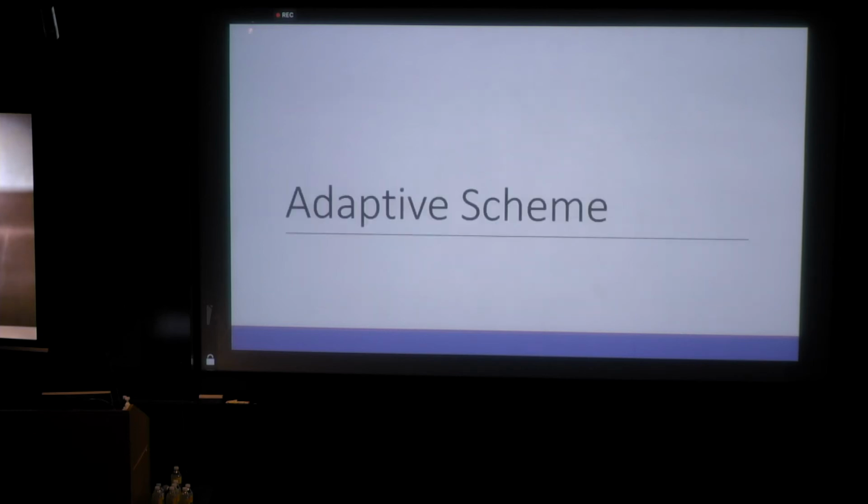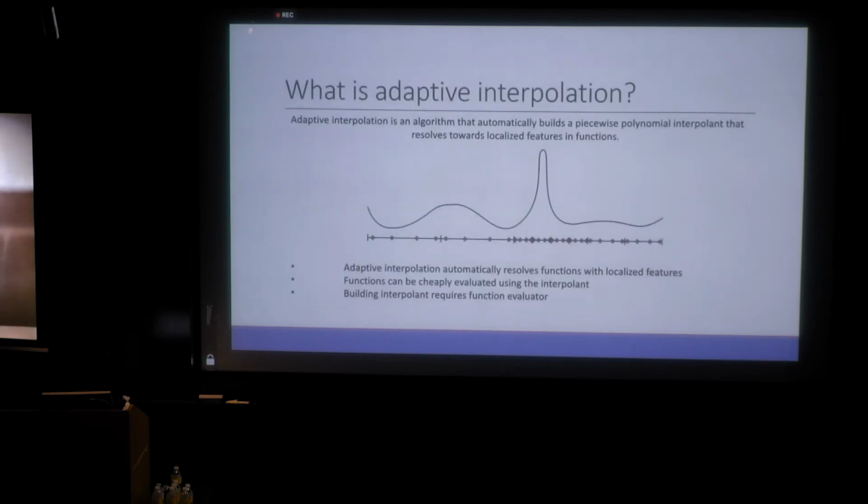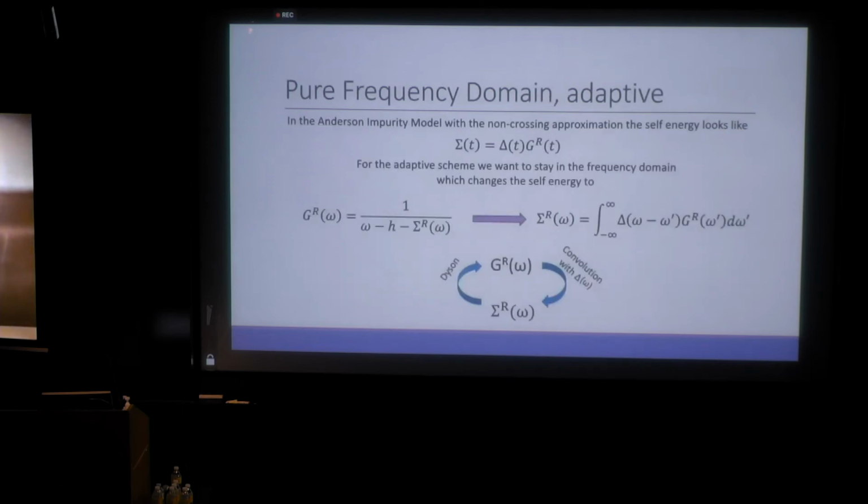And we're interested in applying this adaptive interpolation scheme to the pure frequency method. In particular, when we focus back on the Anderson impurity model self-energy, applying the non-crossing approximation, we have the self-energy sigma(t) equal to delta(t) G^R(t), where delta(t) is a hybridization function, which gives the action of the environment onto our impurity.